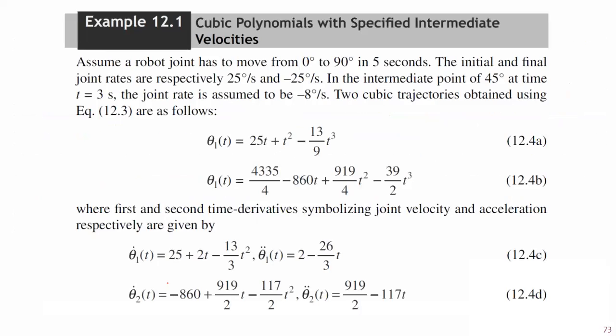Cubic polynomials with specified intermediate velocities. Assume a robot joint has to move from 0 degree to 90 degree in 5 seconds. The initial and final joint rates are respectively 25 degree per second and minus 25 degree per second. In the intermediate point of 45 degree at time t equal to 3 seconds, the joint rate is assumed to be minus 8 degree per second. Two cubic trajectories obtained using equation 12.3 are as follows.